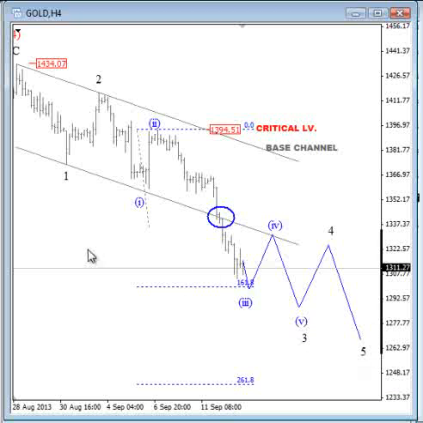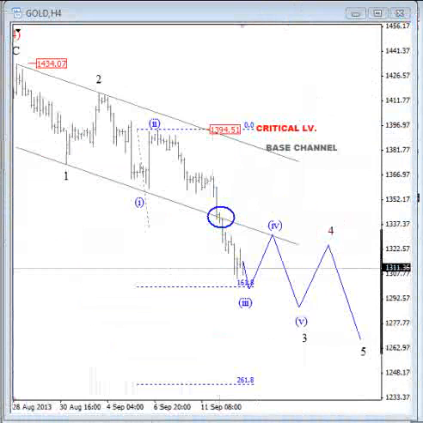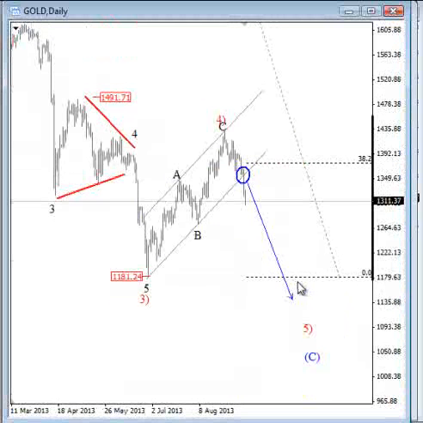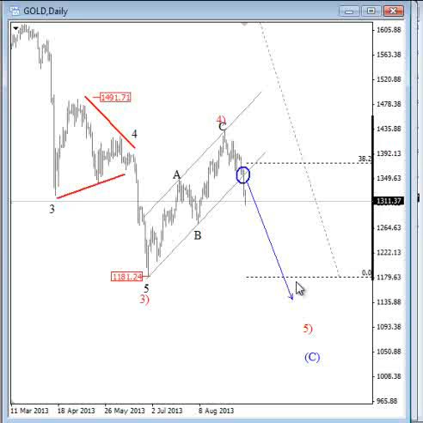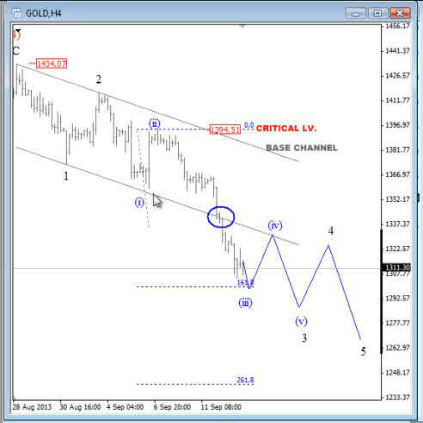More importantly, we can see nice supporting evidence that we are trading impulsively lower here, which means that gold could easily reach new lows. We will be looking to the downside now as long as the market is trading below this critical level, the latest swing high.